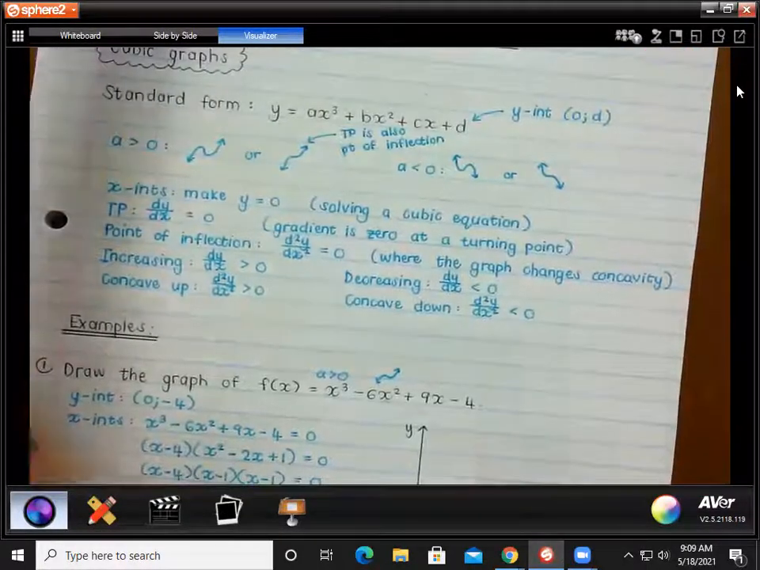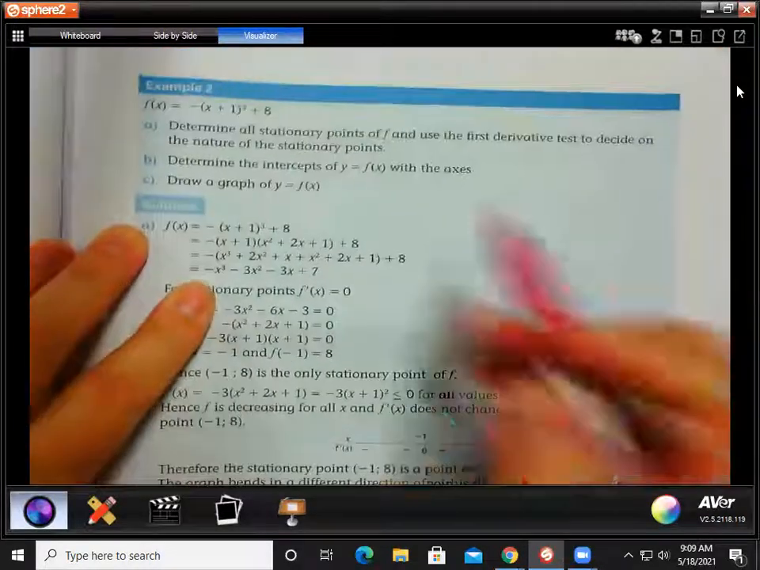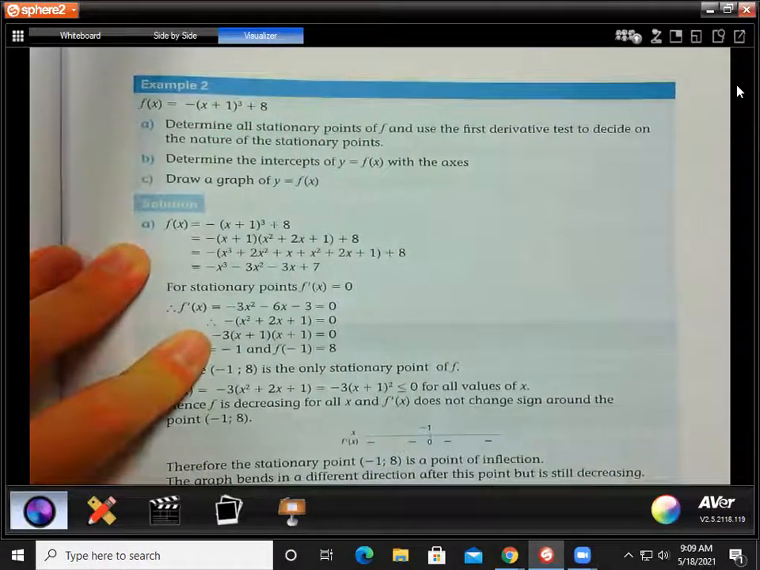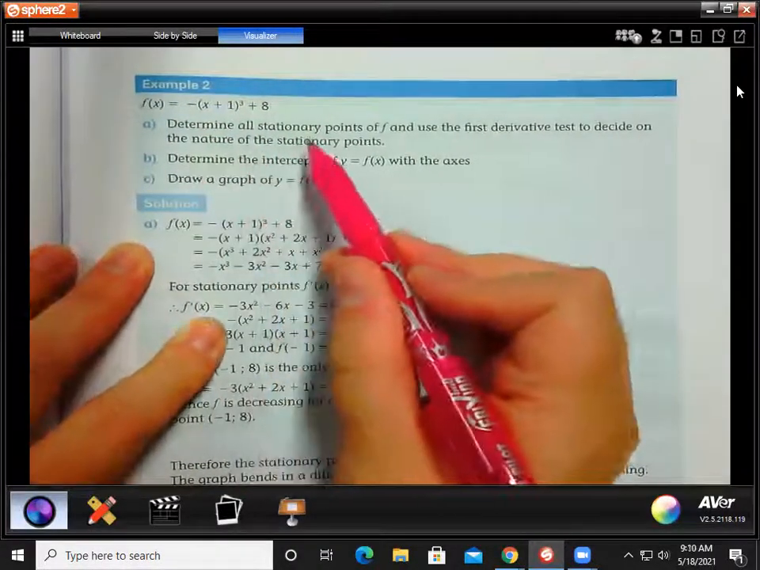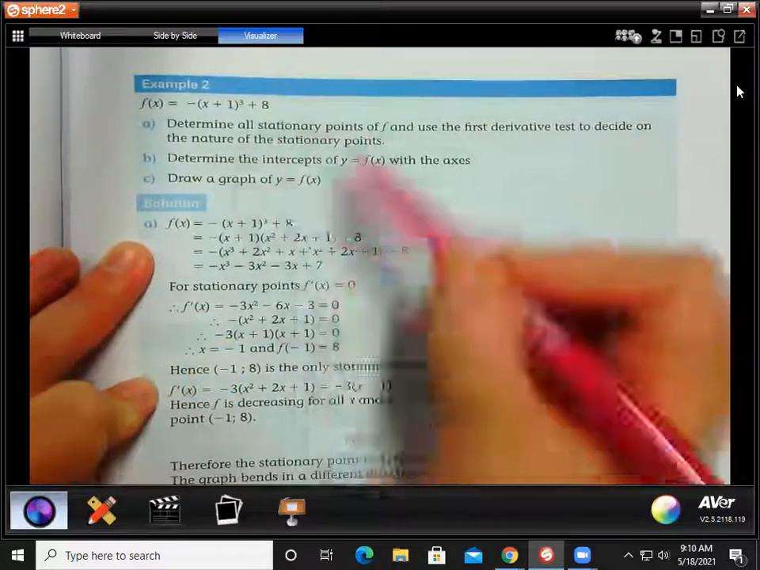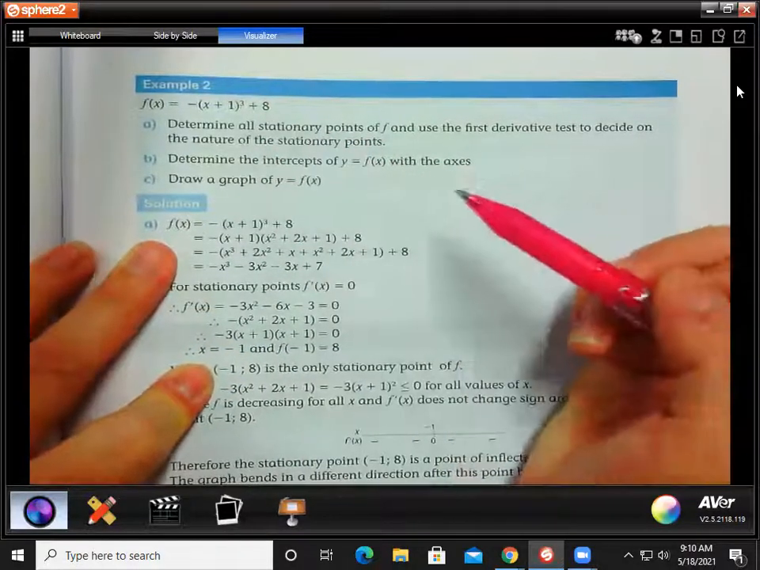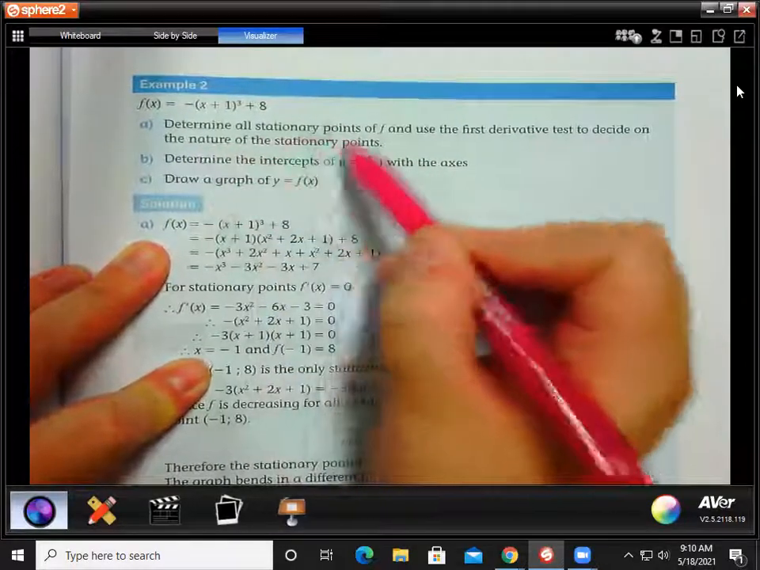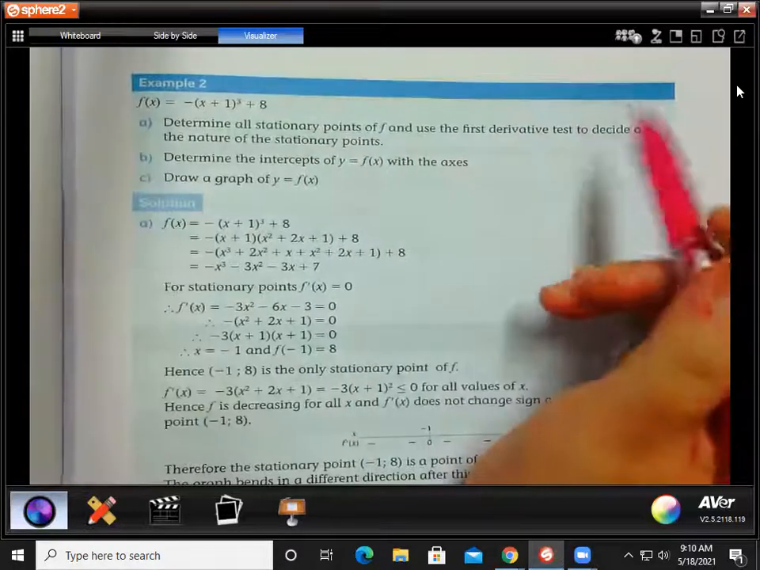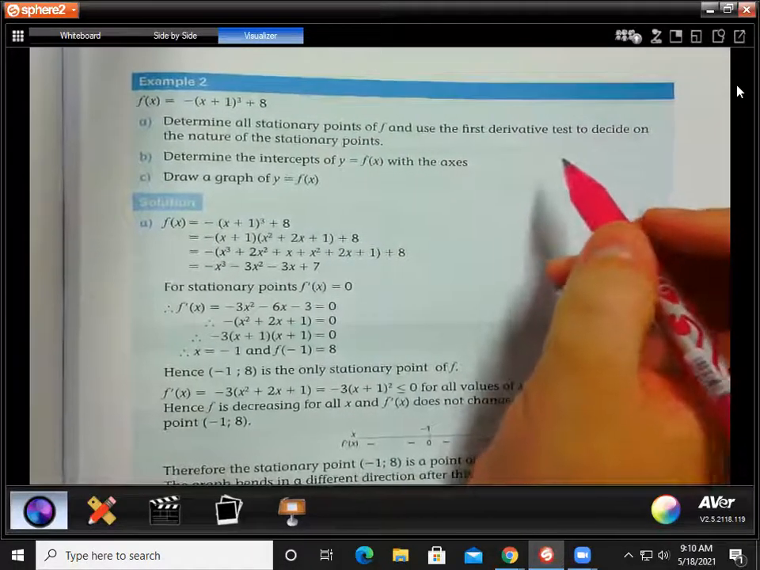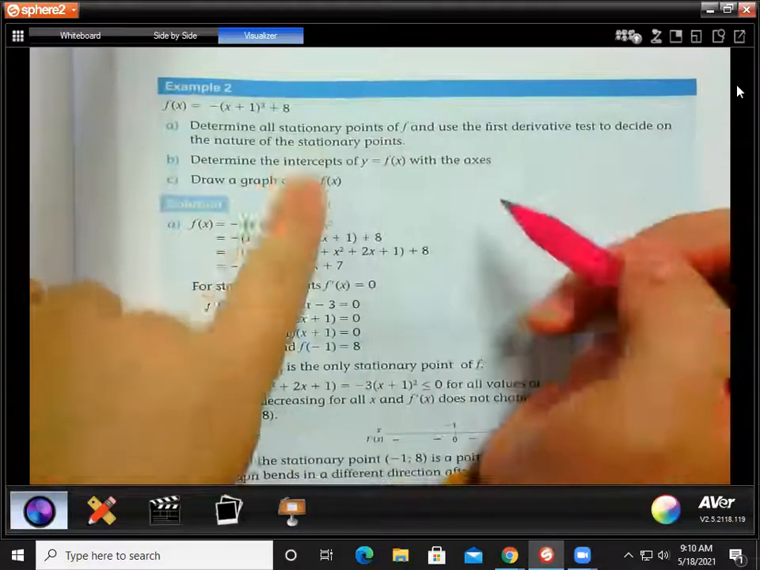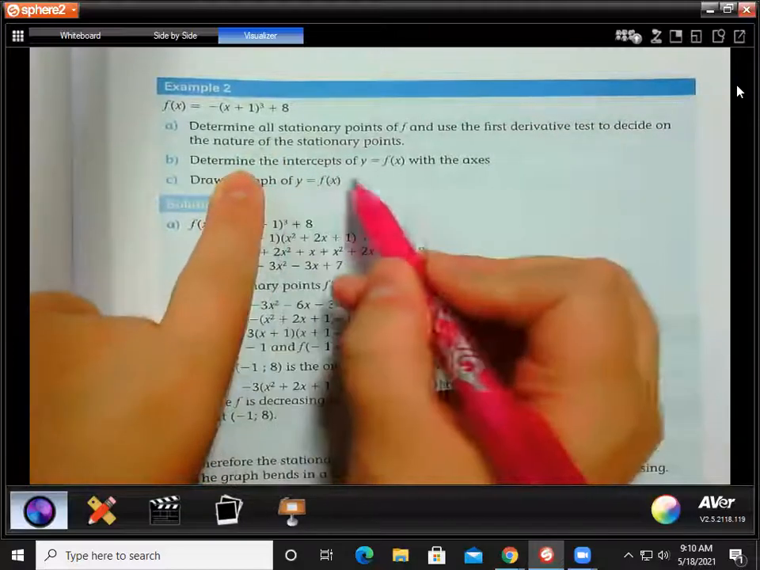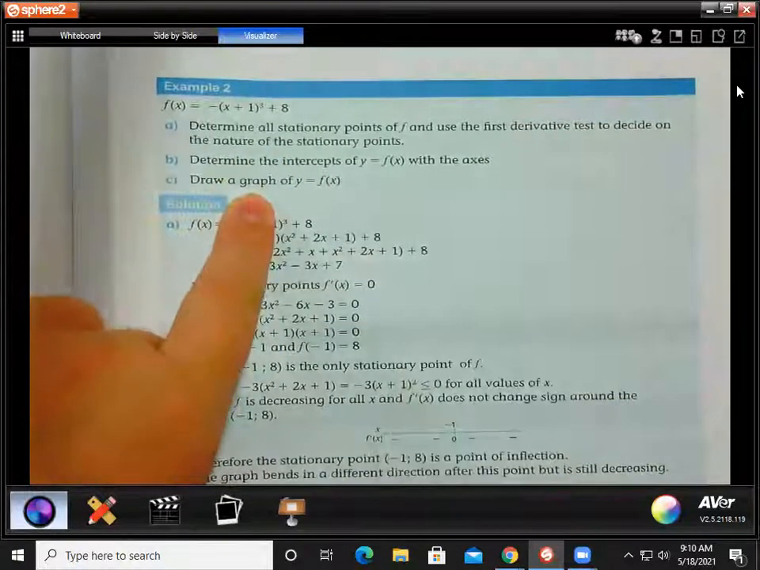In the textbook, they have example 2. All right, they've written it in this form, but that is a cube there. All right, so this is a cubic graph. For A, they're saying determine all stationary points of f. Now, the stationary points are the turning points. All right, and use the first derivative test to decide on the nature of the stationary point. Don't worry, we'll talk about that tomorrow as well. That all goes along with there's a first derivative test and a second derivative test. We will discuss that tomorrow. Basically, find the turning points. That's what you need to do for A. B, find the intercepts with the axes, and then C, draw the graph.